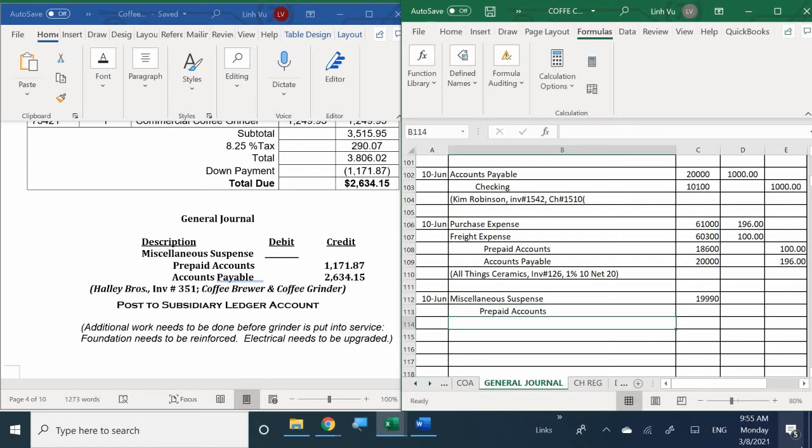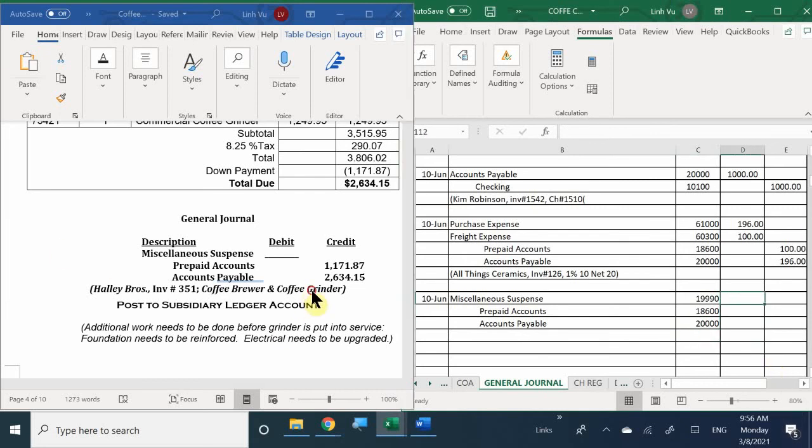And again, we were given a bill. So therefore, are we obligated to pay now? No. Okay. So again, my prepaid accounts, if you look right above, should be $1860, and accounts payable is once again $20,000. Okay.